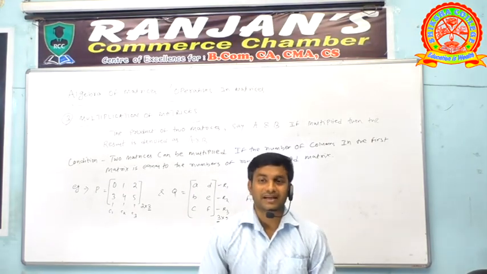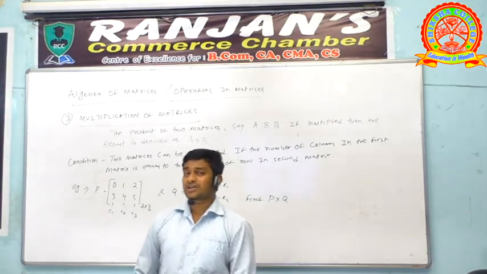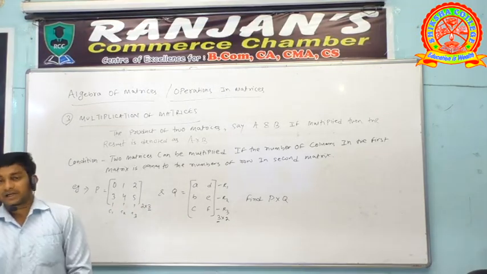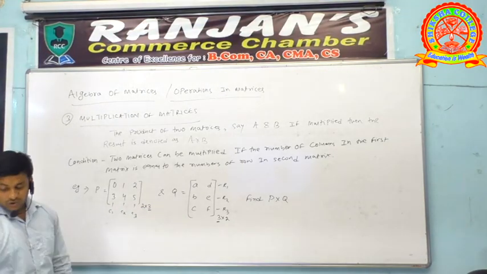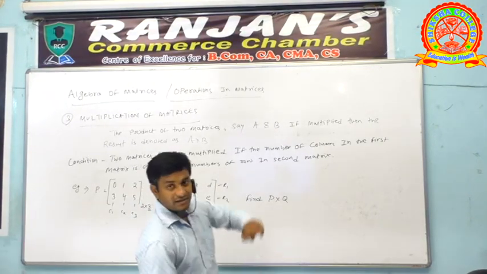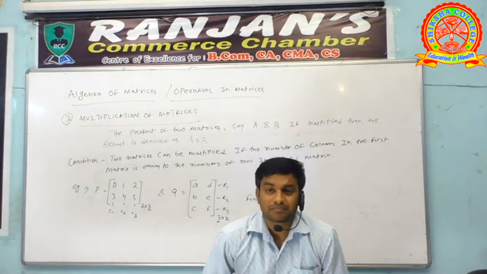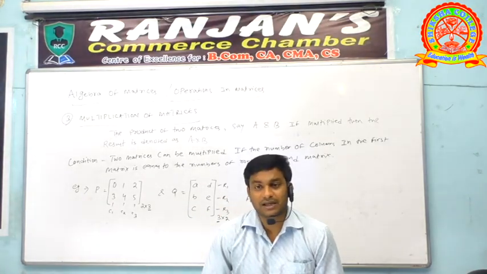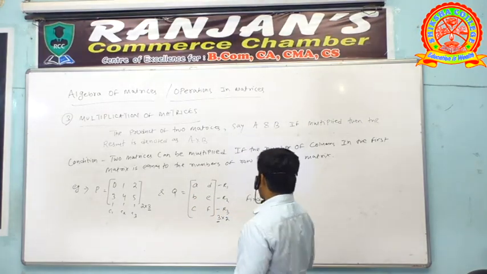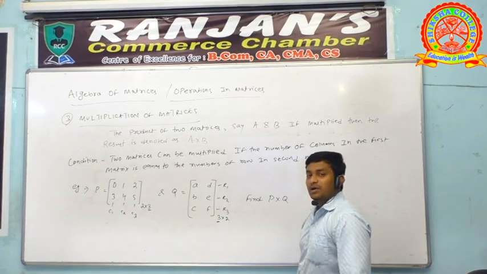How to find the multiplication? See, what is the procedure of multiplying two matrices? That is important. So I think before going to multiply, we should know the properties of multiplication. After getting the properties, then we find the product of two matrices.